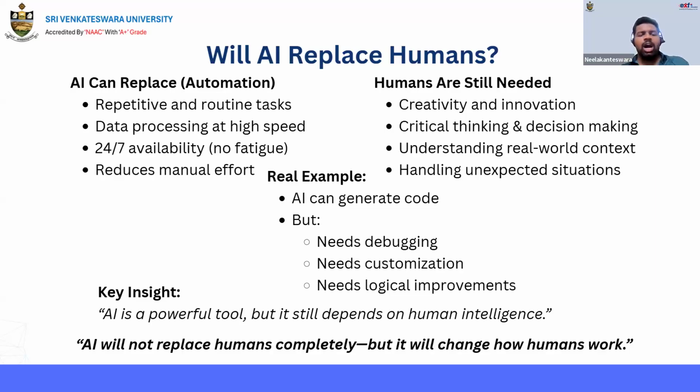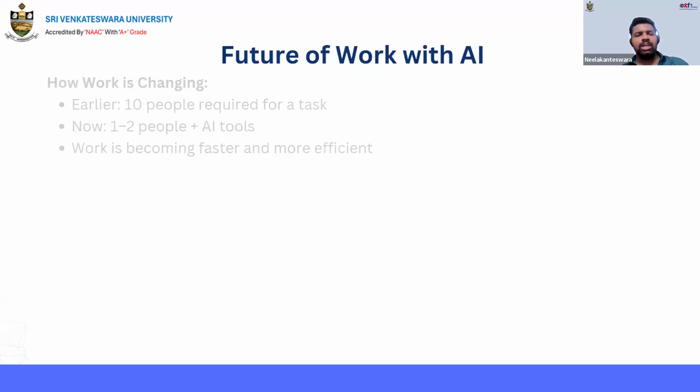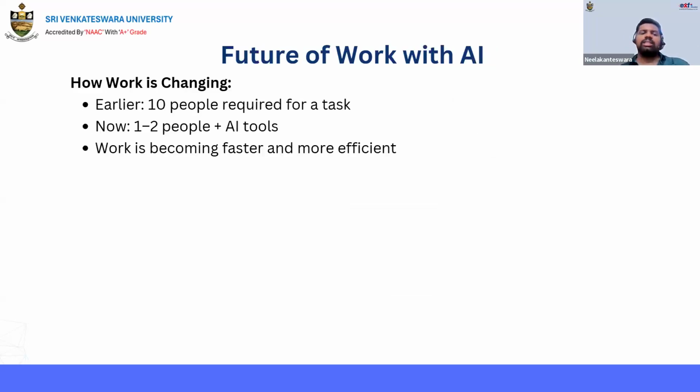Okay, now see how it changes. What is the future of work with AI? That means how work is changing: earlier 10 people were required for a task, but now 1 to 2 people plus AI tools will complete the same task. So here there is a chance of losing jobs for 8 people.